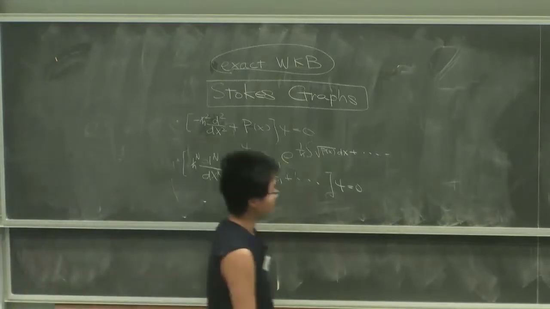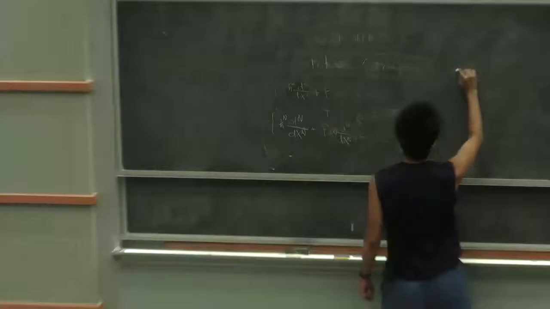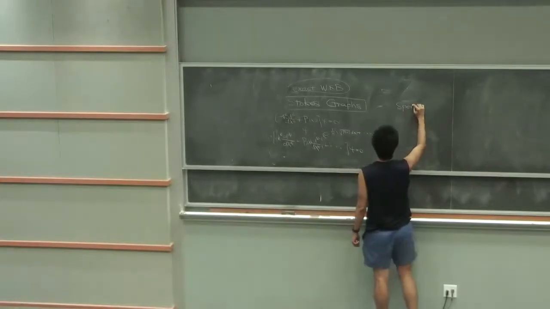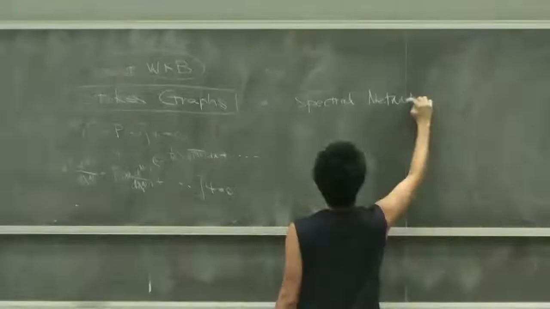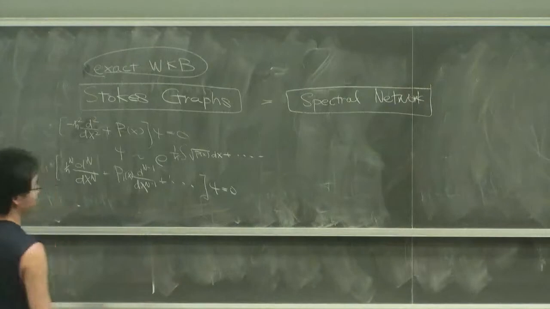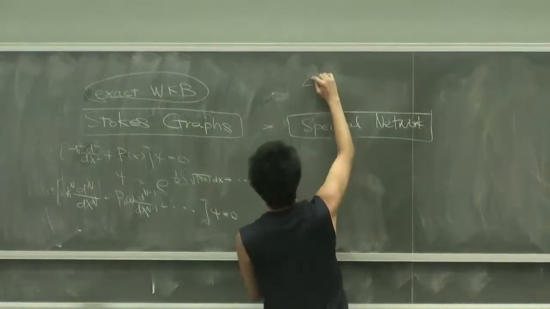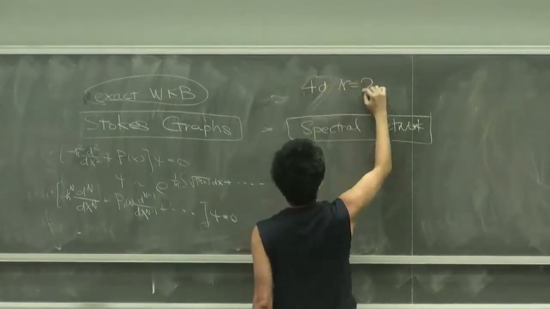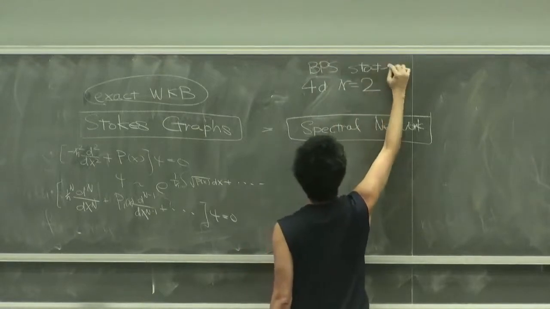Now, what makes the story interesting is that this is actually the same thing with a different name. People these days also refer to this as spectral networks. So this is the same graph. To be fair, this might contain a little bit more information, but it's basically the same thing, a spectral network. And they are studied in the context of four-dimensional N=2 theories, so BPS states, in the N=2 gauge theories.